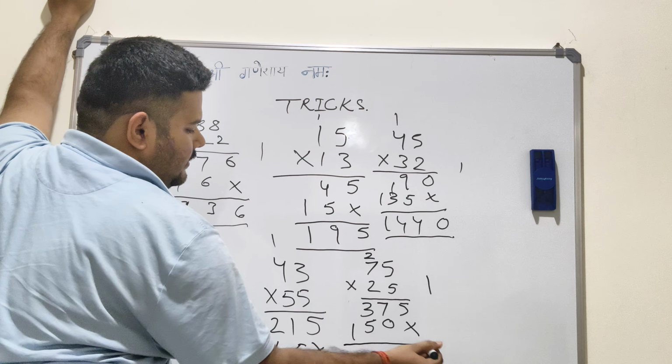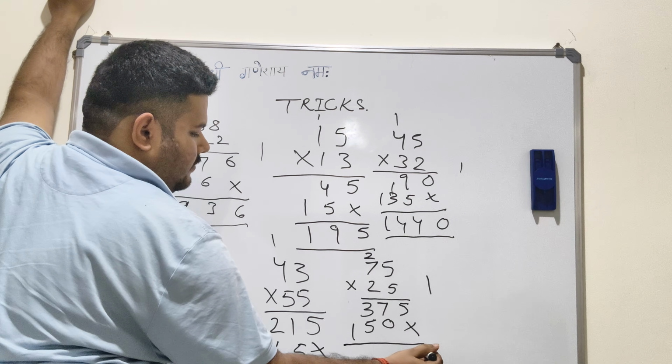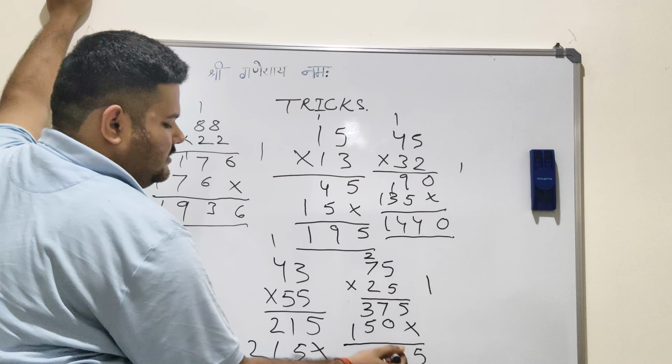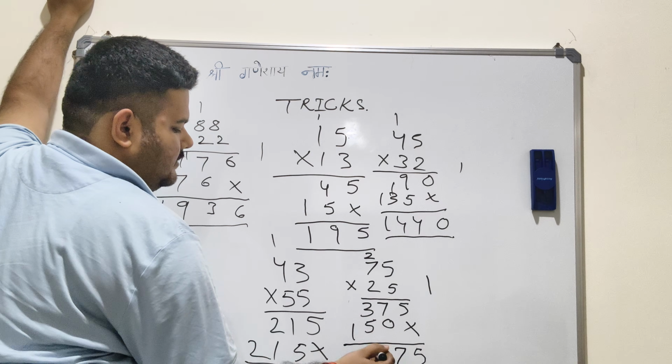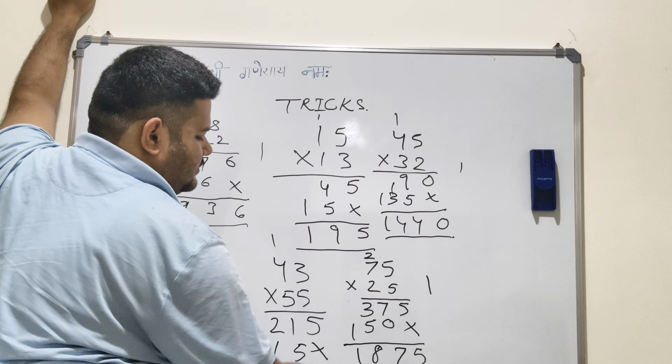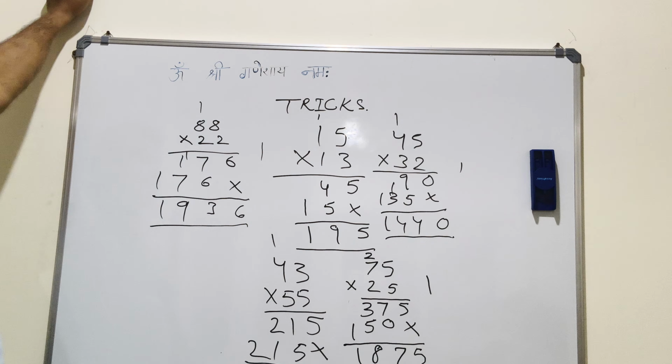You need to draw a line here. 5 plus you would be writing 5 here because it's a cross sign. 7 plus 0 would be 7. 5 plus 3 would be 8, and you need to write 1 down here. So your answer would become 1875.